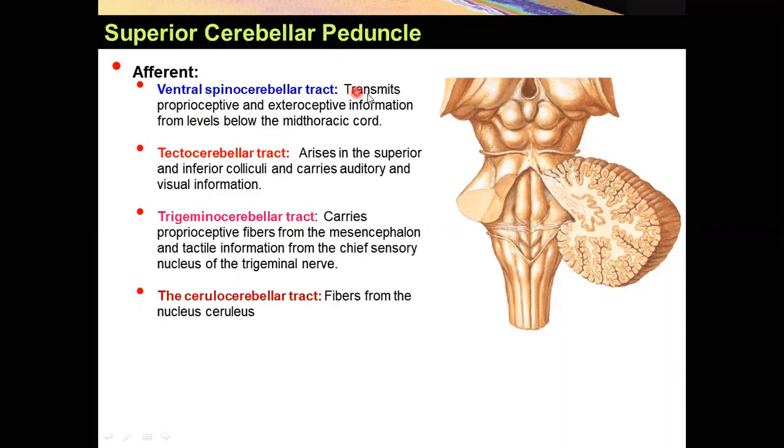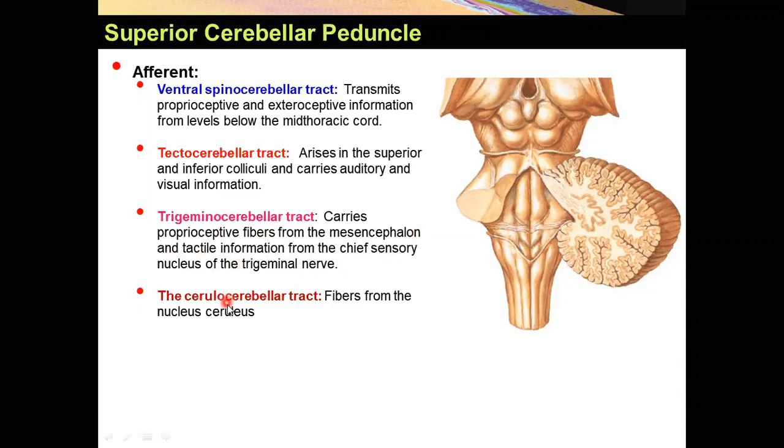The ventral spinocerebellar tract transmits proprioceptive and exteroceptive information from levels below the mid-thoracic cord. In other words, from the lower half of the body. The tectocerebellar tract arises in the superior and inferior colliculus and carries auditory information from the inferior colliculus and visual information from the superior colliculus. The trigeminocerebellar tract carries proprioception from the mesencephalon and tactile information from the main or chief sensory nucleus of the trigeminal nerve.